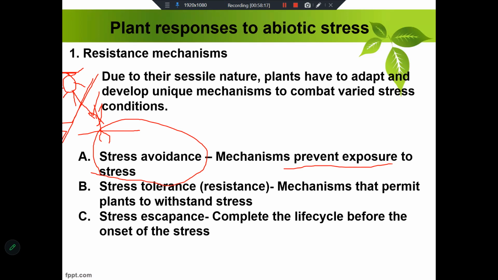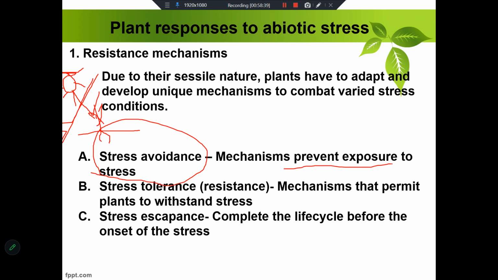So it can be genetically determined. We will talk about the pathways, then you can understand how they can detect the signals from the environment to respond like that. So that is a stress tolerance mechanism.